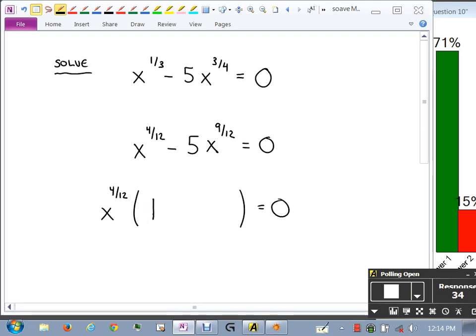How do I get x to the 4 twelfths to turn into x to the 9 twelfths? I need a 1 minus 5 x to the 5 twelfths. So that when you distribute this through, you get x to the 4 twelfths. When you distribute this through, you get -5, and then you add the two exponents. 4 twelfths and 5 twelfths add to be 9 twelfths. So you get back what's up there.